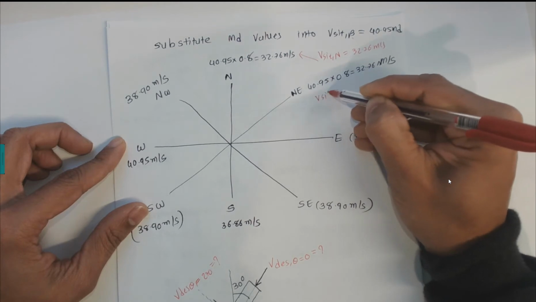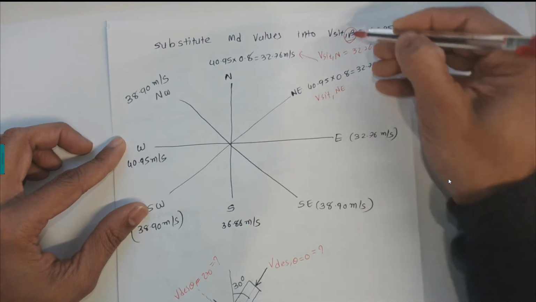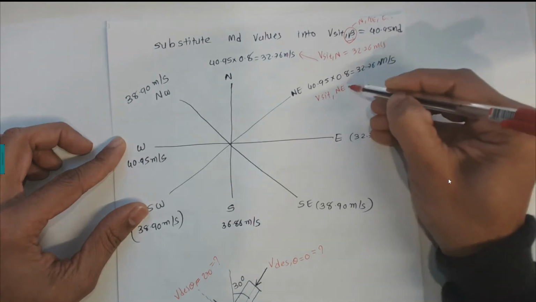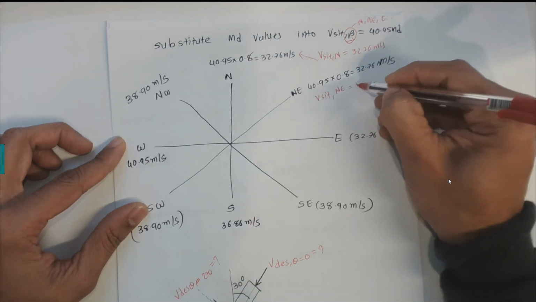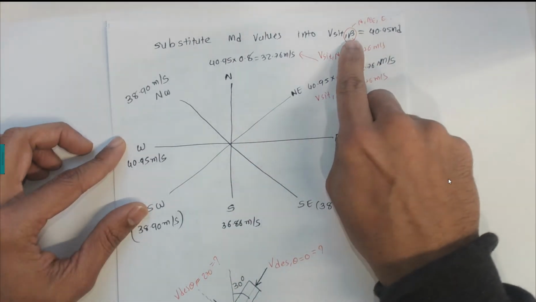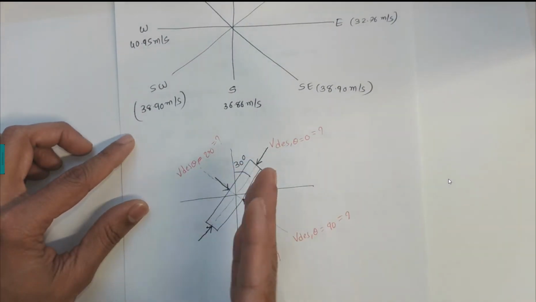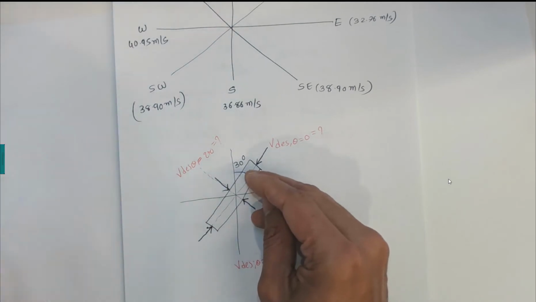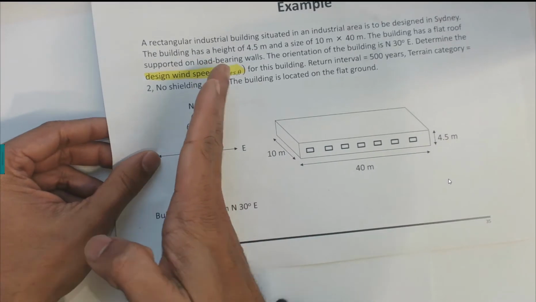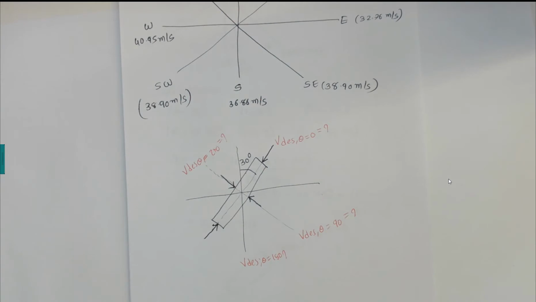Similarly, we can find the site wind speed for northeast, east and so on, for the 8 different directions. So 32.76 meters per second, and that will continue here. That is the meaning of the small beta: 8 different directions. Now the building is oriented at 30 degrees from the north, as given in the question. The question states that the building is oriented 30 degrees from the north.